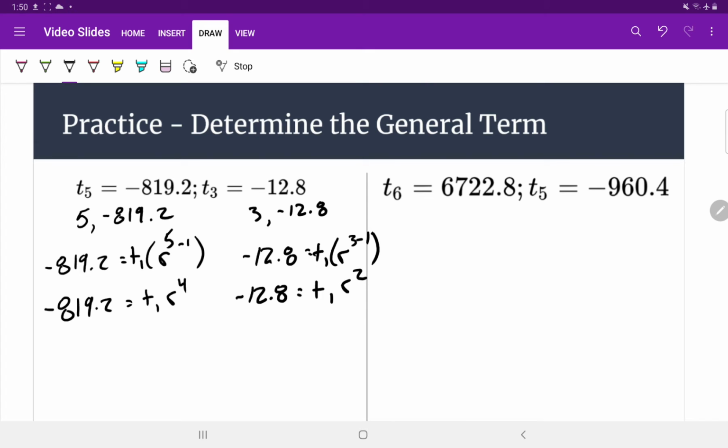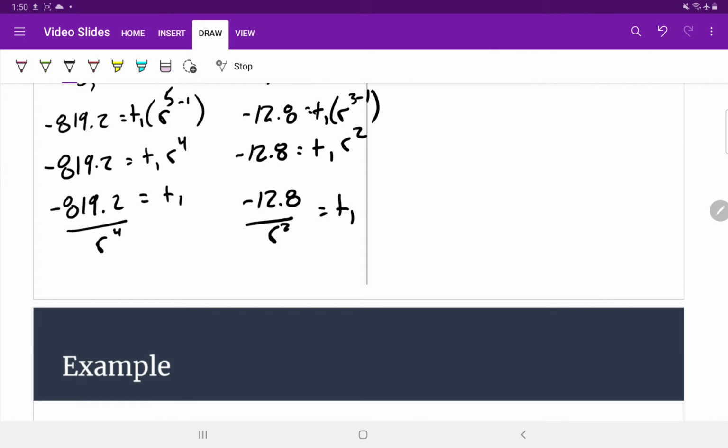And then I can solve for T1, so I'll say negative 819.2 divided by r to the 4th is equal to T1, and negative 12.8 divided by r squared is equal to T1. You could solve for r in each case, but you'll just end up square rooting and fourth rooting, which is going to give you a bunch of irrational numbers. So I would say it's just easier to do this. And notice, since we're talking about the same sequence, I have T1 is equal to T1. So I can say, by extension, negative 819.2 over r to the 4th must be equal to negative 12.8 over r squared.